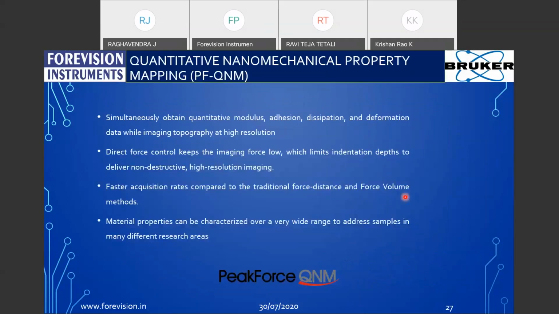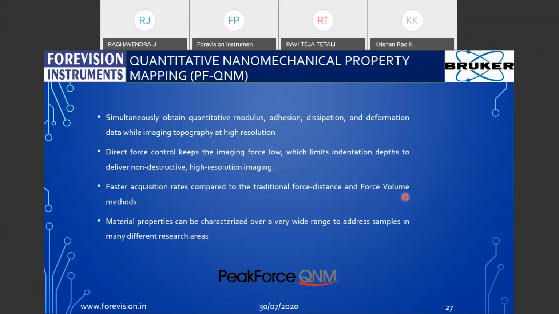So then I'm moving to the quantitative nanomechanical properties using peak force, which is called peak force QNM. Here with the peak force QNM, we can simultaneously obtain quantitative mechanical information as well as electrical information. So we have direct control of force. That's why we can quantify the measurements with very fast acquisition rates.